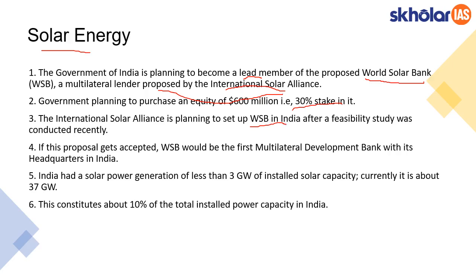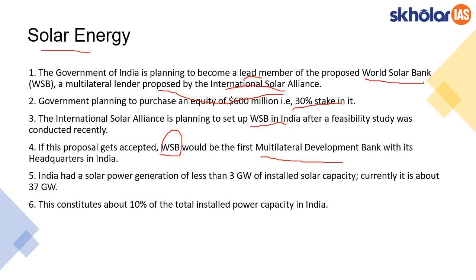It's normal, because ISA is itself in India and it is planning to set up WSB in India based on a feasibility study. Of course, a feasibility study has been done, and based on that they are planning to do that. If this proposal gets accepted in the ISA, WSB will become the first multilateral development bank with its headquarters in India. Because you know that AIIB and ADB are situated in China and Japan, and we also have BRICS. So there are development banks associated with multiple countries, but not in India. So this will be the first multilateral development bank to be situated in India, that is WSB.